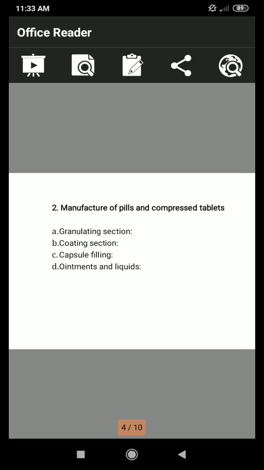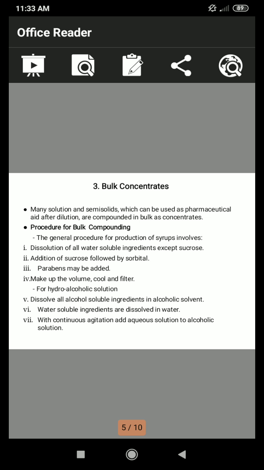In bulk concentrate, first is procedure for bulk compounding. The general procedure for production of syrup involves: first, dissolve water soluble ingredients except sucrose; second, addition of sucrose followed by sorbitol; third, paraben may be added; fourth, make up the volume, cool and filter. Second is for hydroalcoholic solution: dissolve all alcohol soluble ingredients in alcoholic solvent, then water soluble ingredients are dissolved in water, and last, with continuous agitation add aqueous solution to alcohol solution.